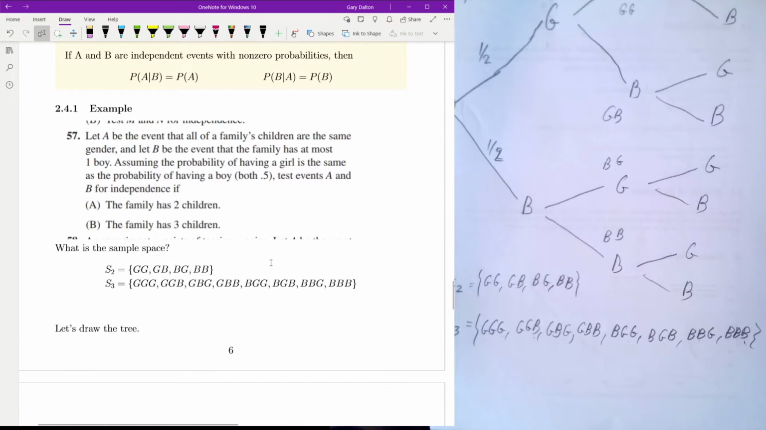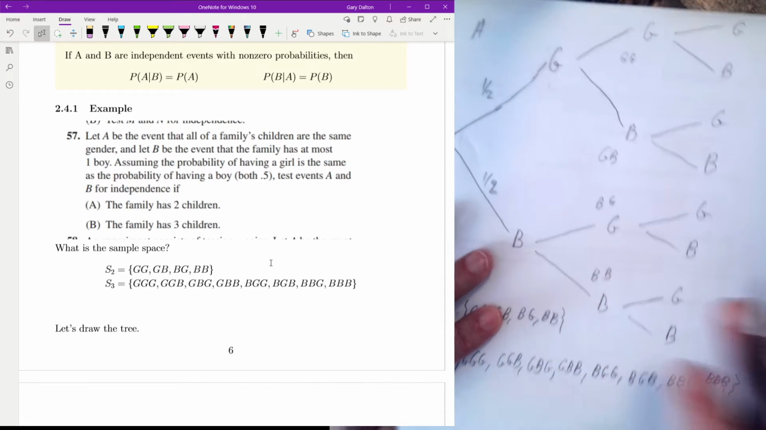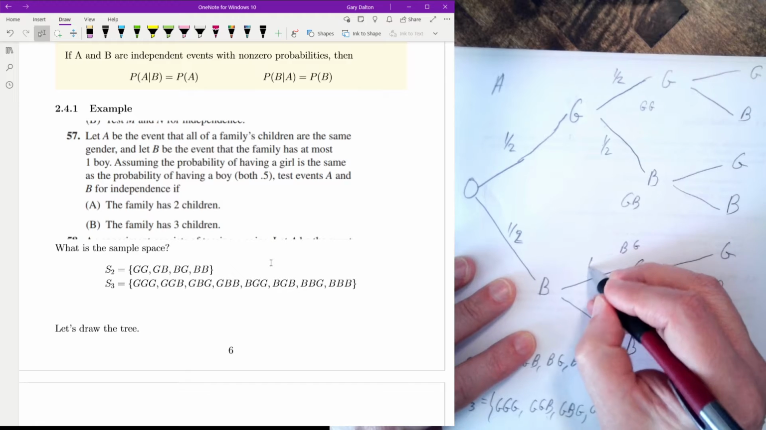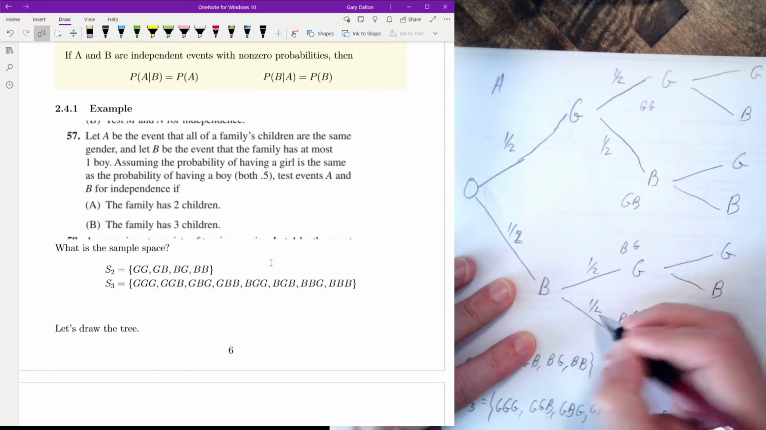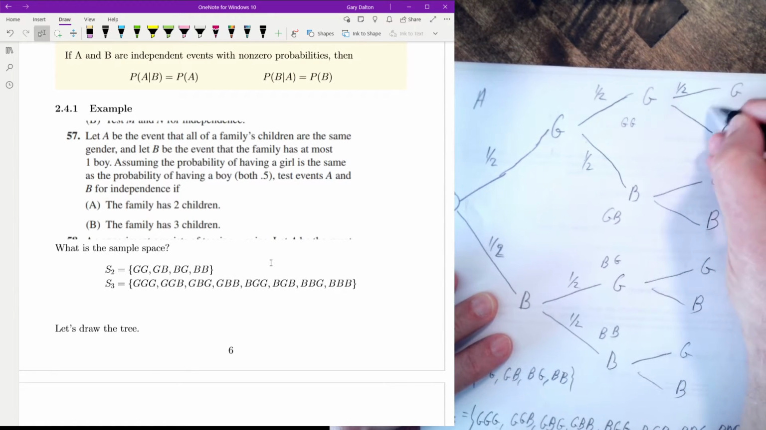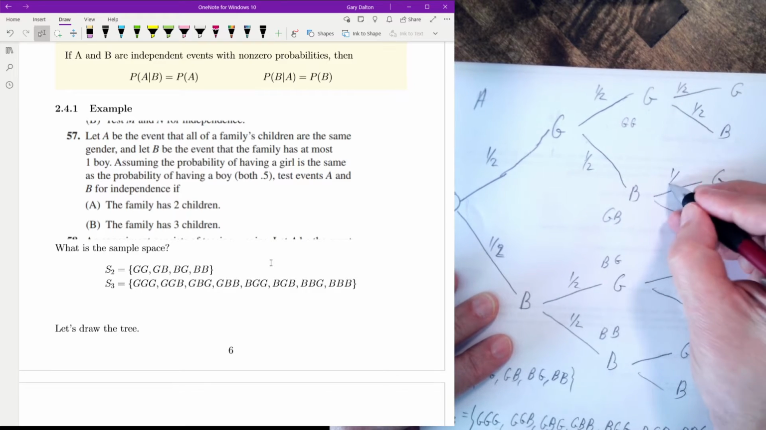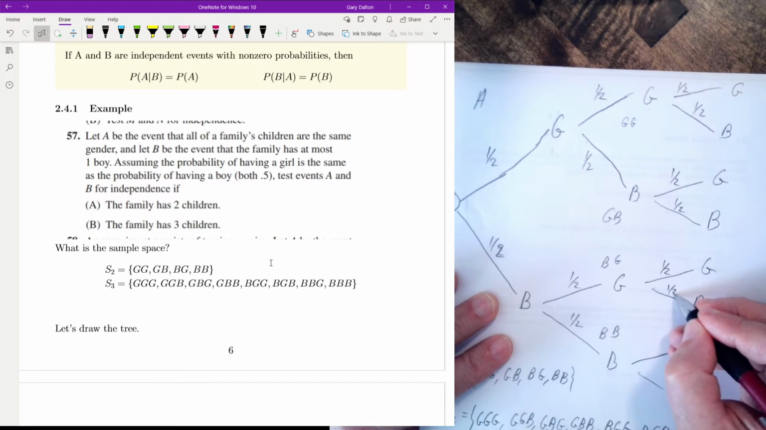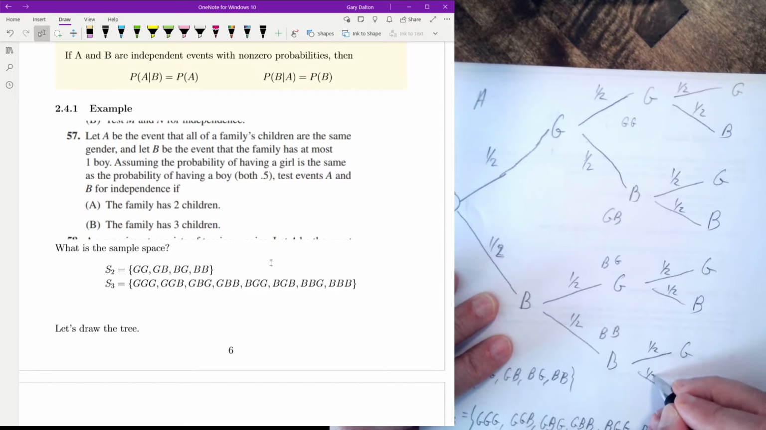Remember, it's 50% every single time. That doesn't change. So it's always 1/2. Right? 1/2, 1/2, 1/2, 1/2, 1/2.